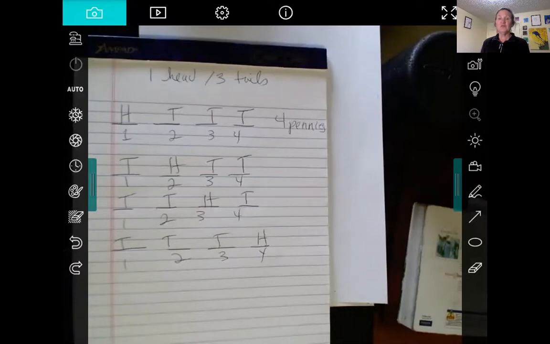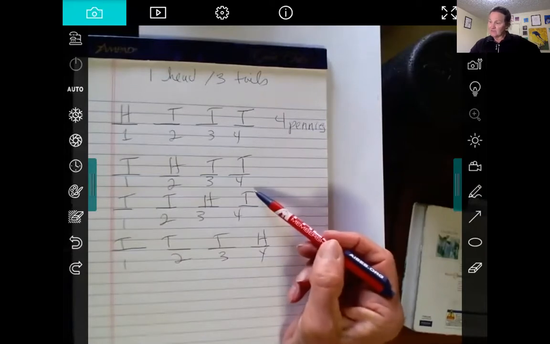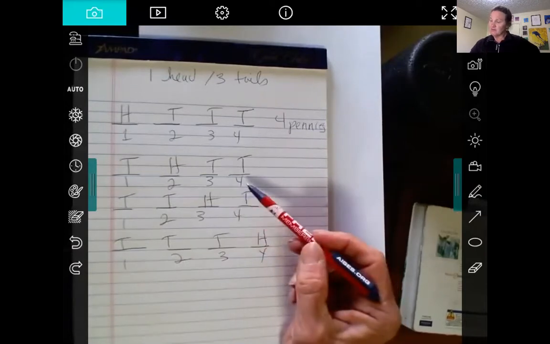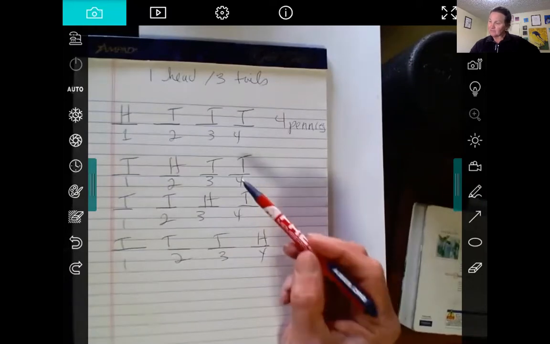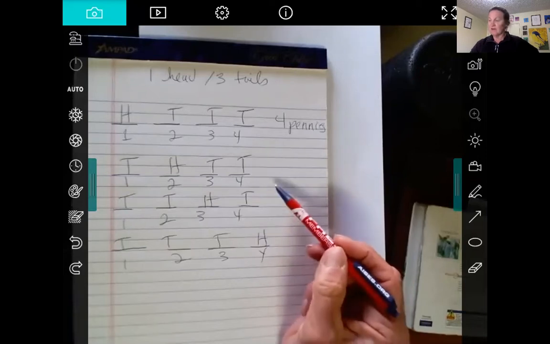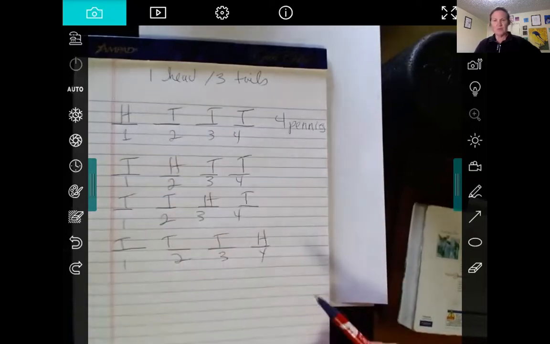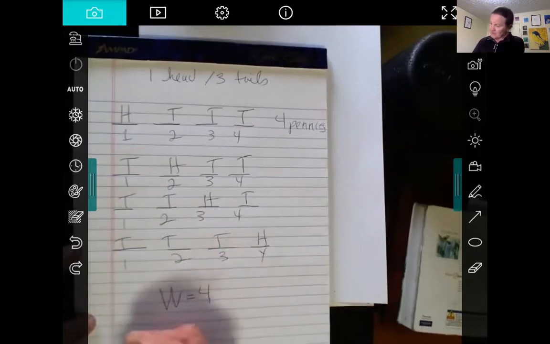So if you flip pennies over and over again, it's 4 to 1. So you should get this distribution 4 times as much as you get all heads, because it's just more probable. It's not really necessarily more random, it's just more probable. So the weight for this is 4.